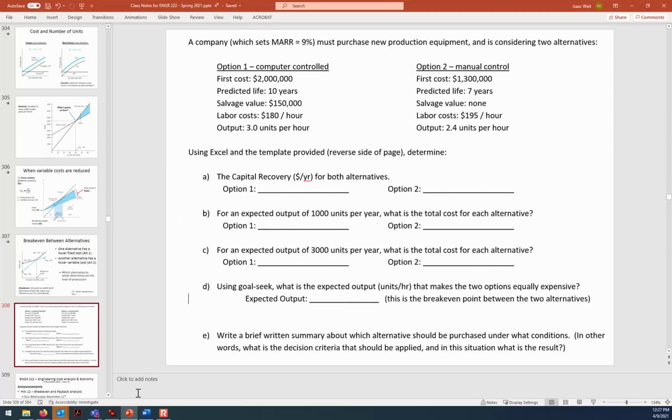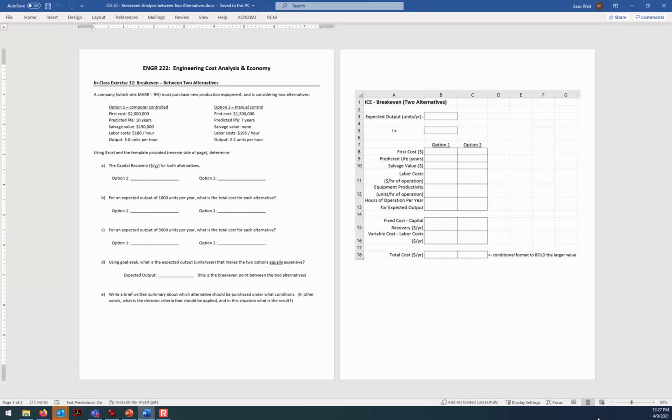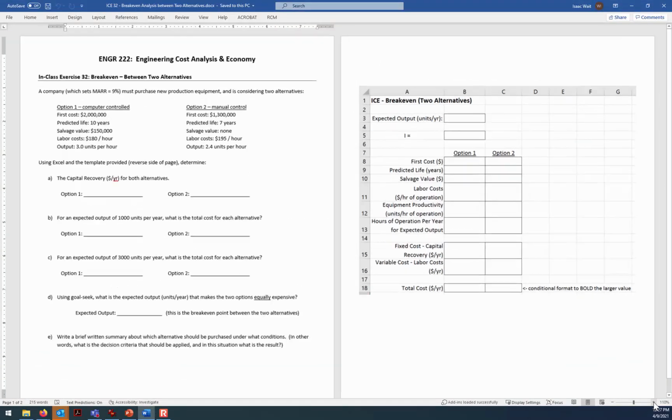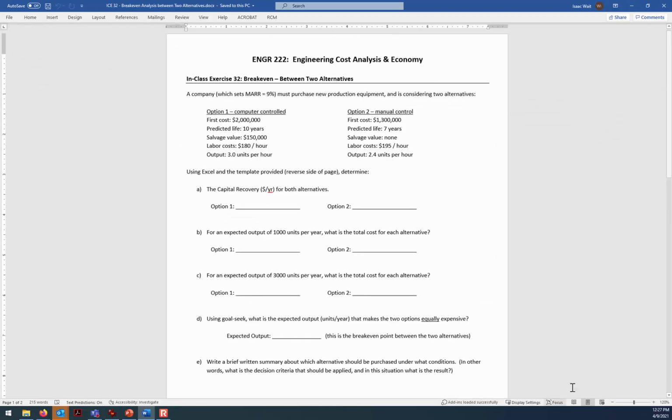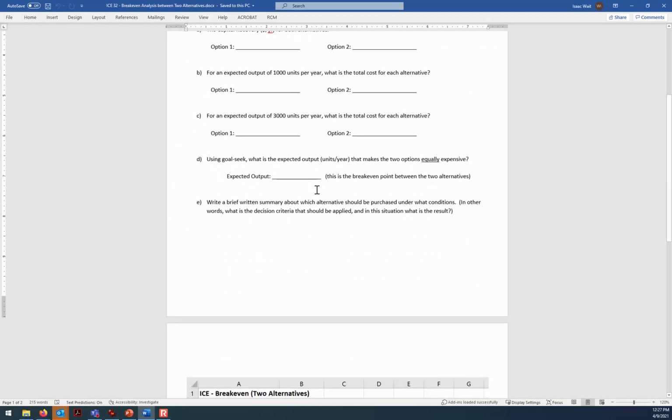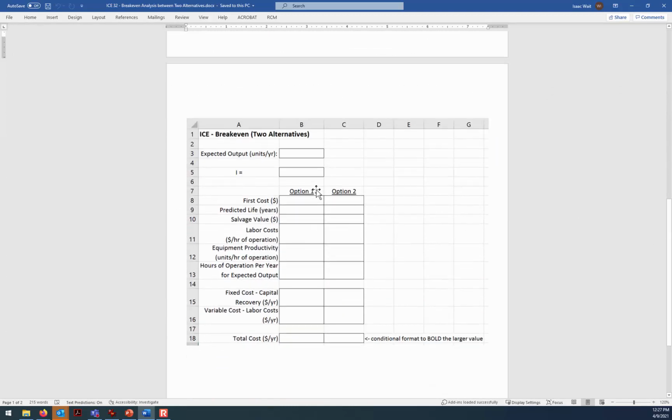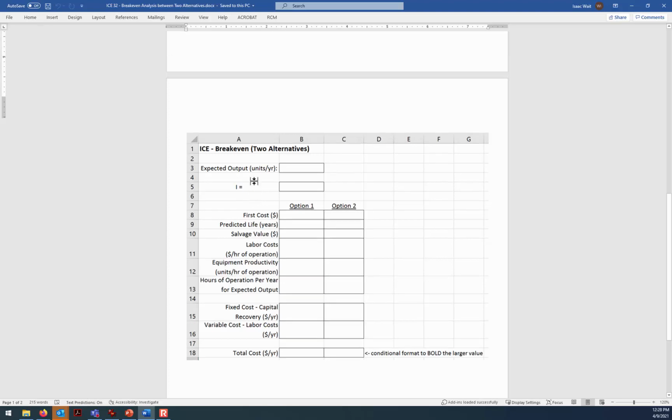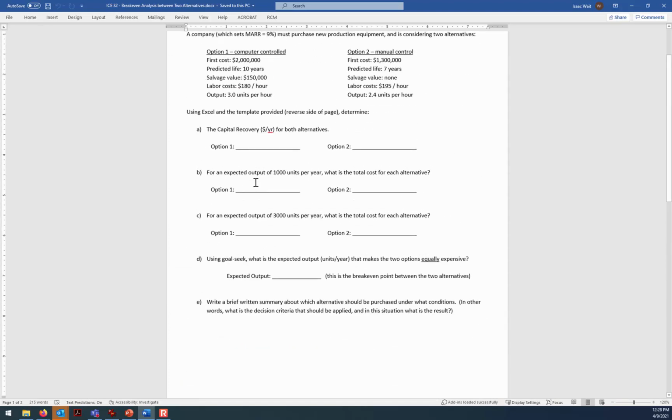Now the template I'm going to provide, it's not a template file, it's just showing you what it should look like. And so let me show you the template file. This is simple enough that you can just type this into a spreadsheet. We're going to compare these two alternatives under a couple of different conditions.